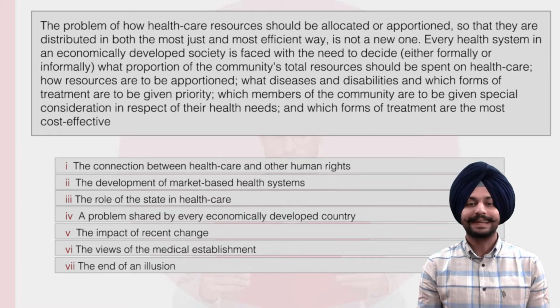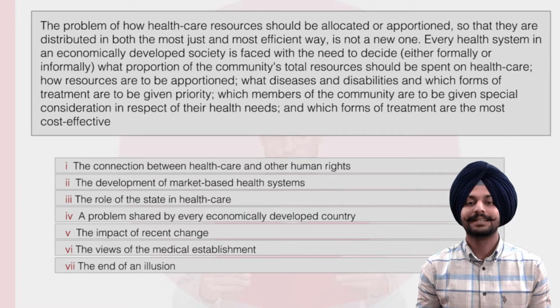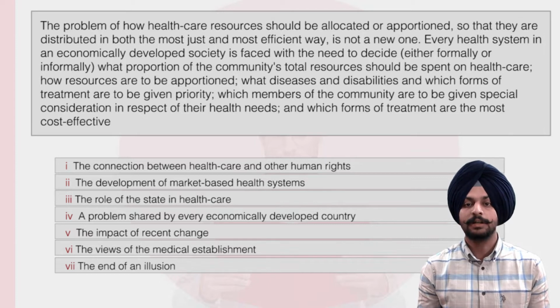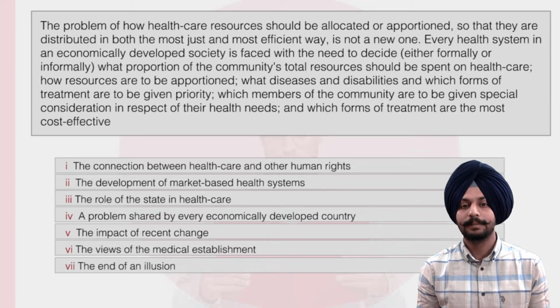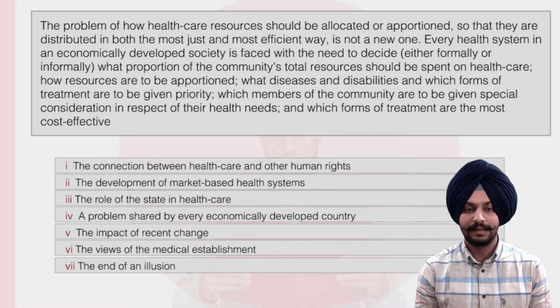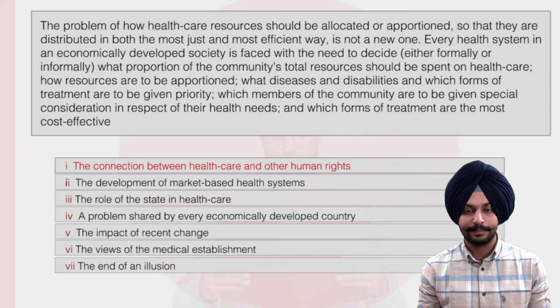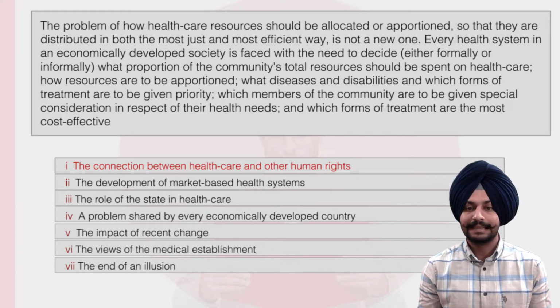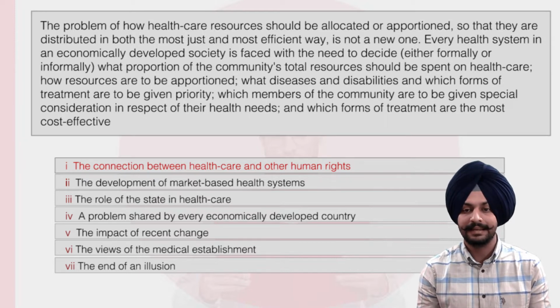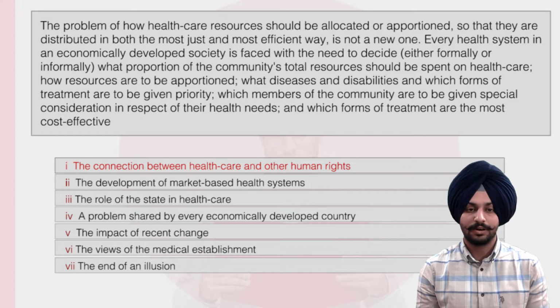A very simple way of doing this is just eliminating the answers which are not appropriate, and in the last you will be left with the right answer. So if we look at the first heading, it says the connection between healthcare and the other human rights. As we can see in this paragraph, there is nothing about healthcare and other human rights. There is no mention of any other human right. So this is wrong, and we will eliminate the first heading.